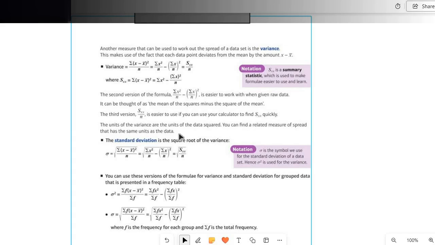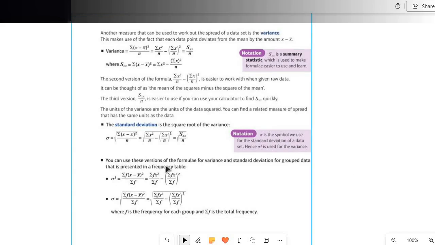Now let's talk about the standard deviation. The standard deviation is the square root of the variance, which has exactly the same formula but with a square root. So sigma is the symbol we use for the standard deviation for a dataset, hence sigma squared is used for the variance. You can also use these versions of the formula for grouped data that is presented in a frequency table, where sigma squared is equal to summation of f multiplied by (x minus mean) whole square divided by the summation of f, and the standard deviation will be the square root of the given expression, where f is the frequency for each group and summation of f is the total frequency.